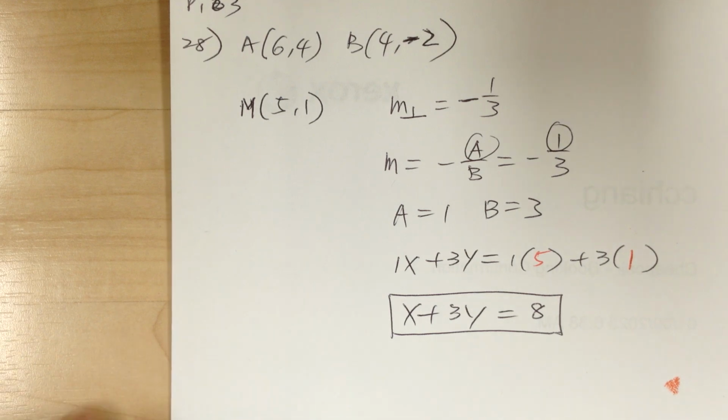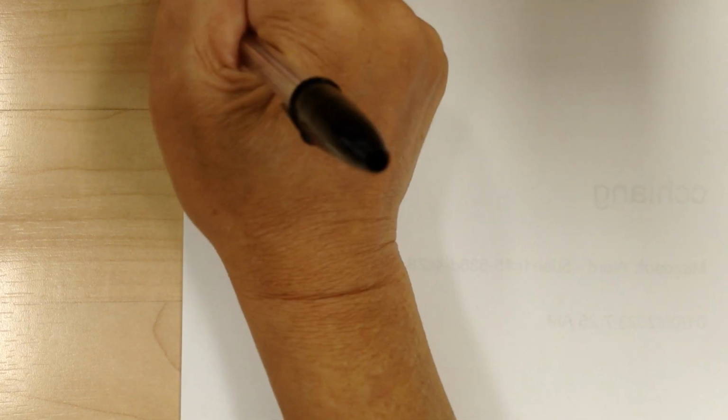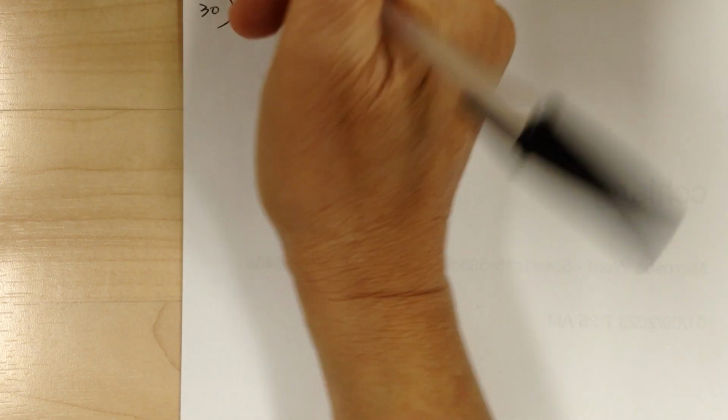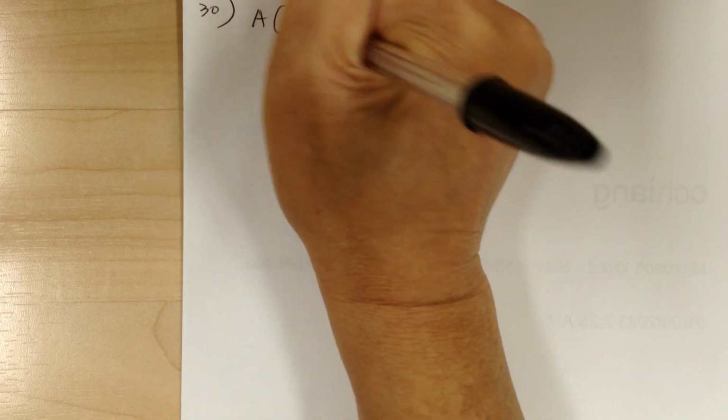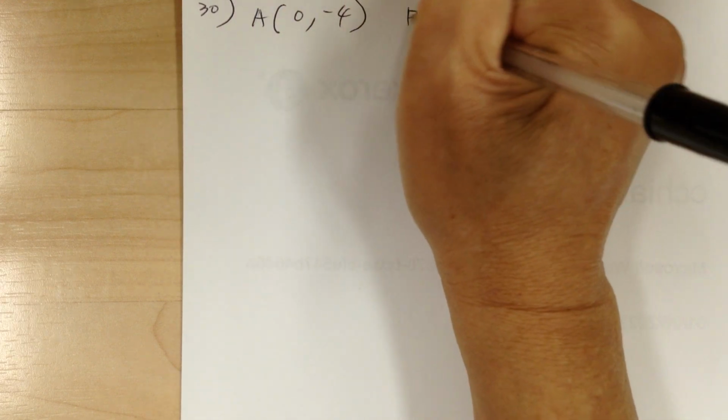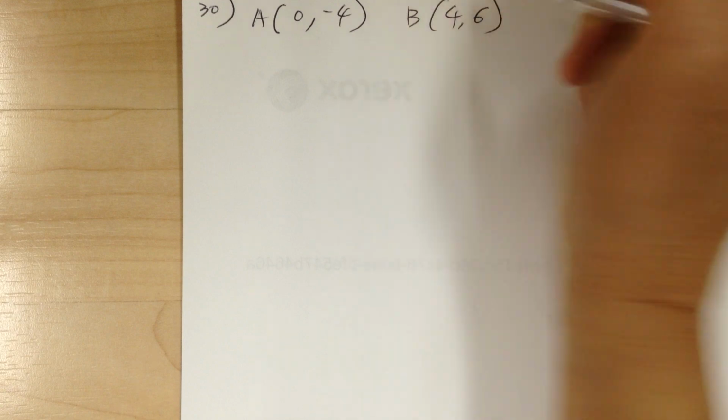Okay, let's go to the next one. Number 30. The point A is (0, -4). Point B is (4, 6).